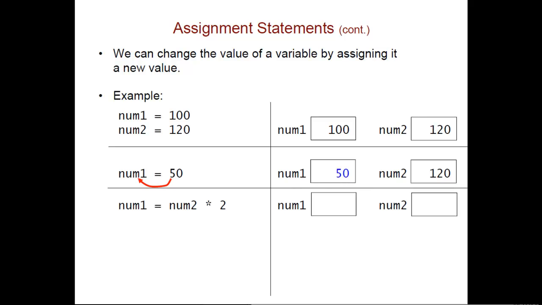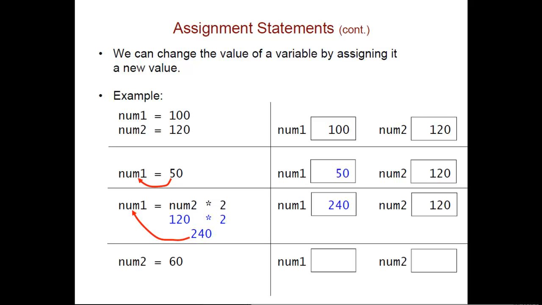Then I'm changing it again. So here I'm saying, let's take the current value of num2, which is 120, multiply it by 2, and then that final value, 240, is getting stored into num1. So I've changed num1 again. Now let's say we change num2 to be 60. Here again we're evaluating the right-hand side, but the 60 just evaluates to itself, and we store that in num2.